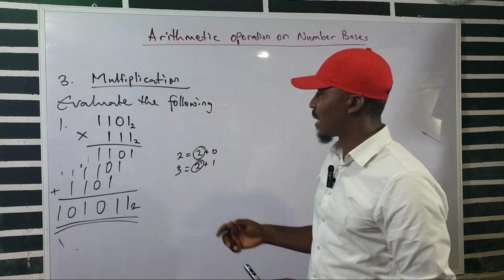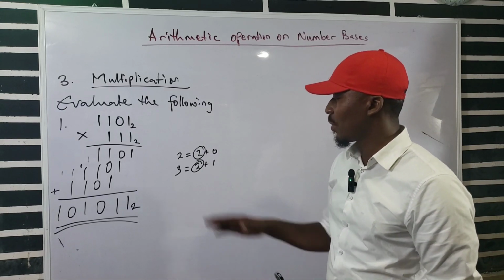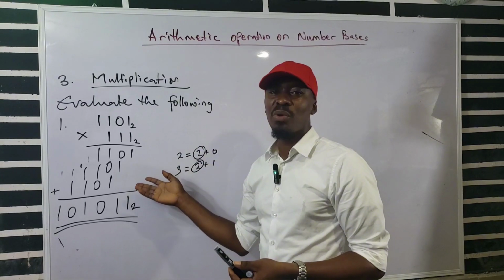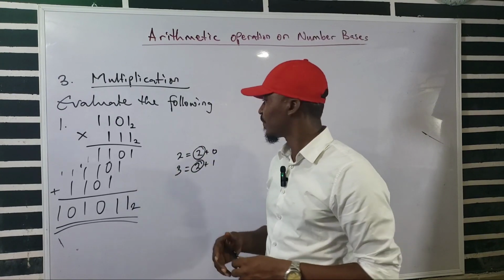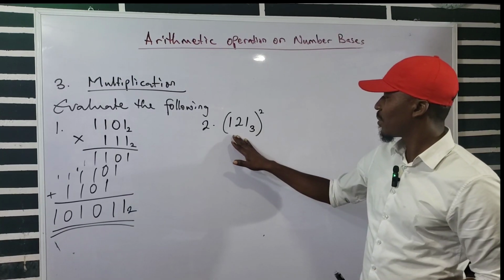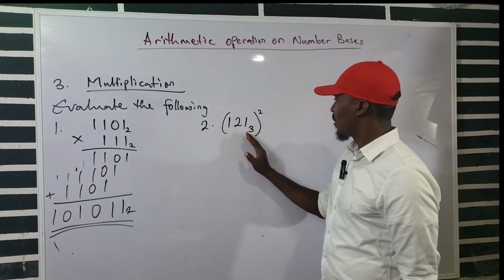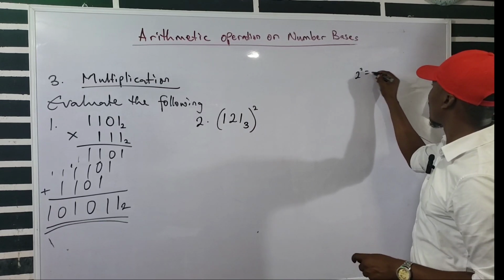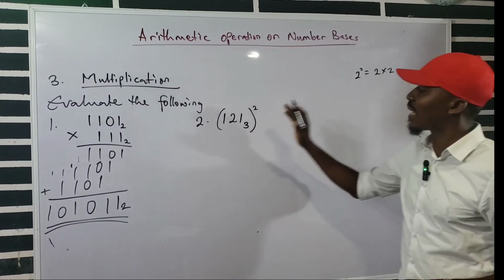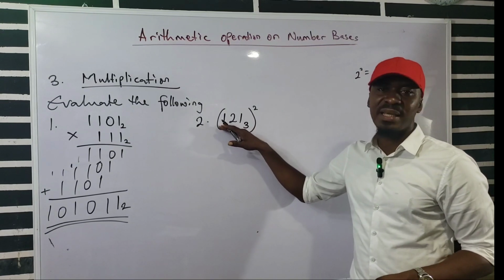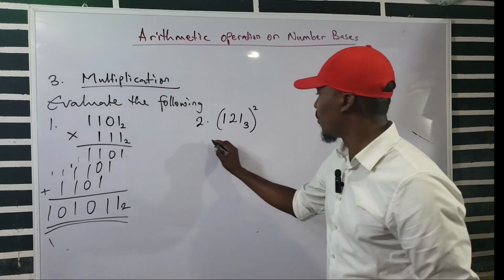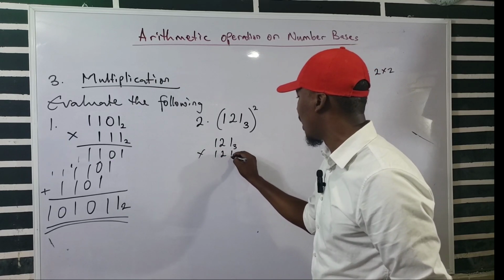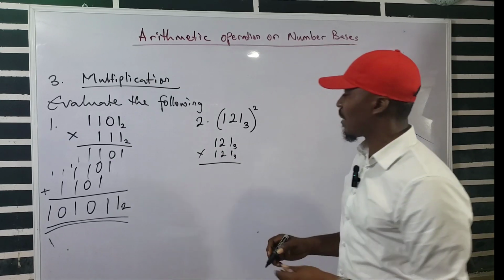Okay. So let us look at other bases and see whether it's going to be as simple as this or a little bit more difficult. Find out. So we have 121 base 3 all squared. What's the meaning of all squared? If I have 2 squared, what does that mean? 2 times 2. So they're asking us to multiply this number by itself. So that will give you 121 base 3 times another 121 base 3. So let us multiply our numbers.